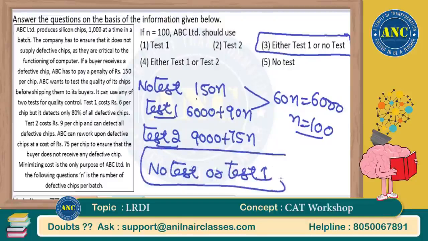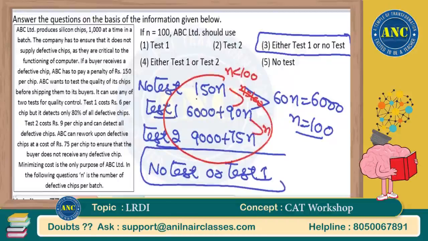Idea clear, sir? Simply, in simple language, I will tell you. This is equivalent n equivalent to 100. No test will be n less than 100. This is equivalent n equivalent to 200. This will be n greater than 200. Simple. No test or test 1. Right? I hope it is clear. Next one.